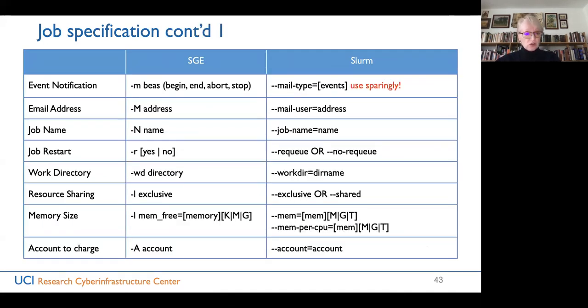And additional job specification here, such as name or mail. We ask our users to please be careful with the email notification. If you submit a lot of jobs and you ask for notification for begin, end, and stop of your particular job, then the system will start emailing a lot of emails and overwhelm the mailer. You really want to be judicious about what type of events you want to receive notifications for. So be careful about the event notification.